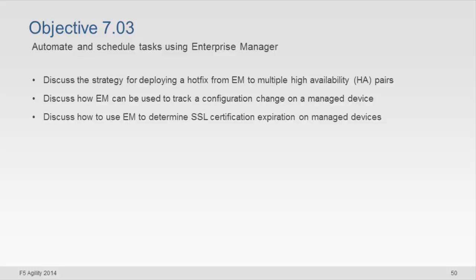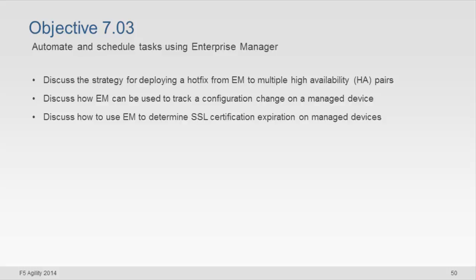Discuss how to use Enterprise Manager to determine the SSL certificate expiration on managed devices. Enterprise Manager can read the SSL certificate files to know when the expiration date is coming up on your SSL certificates. So you can actually use it to trigger you to say, 30 days ahead of whenever my certificates are about to expire, send me a notification or let's get those renewed. Basically, you can have Enterprise Manager alert you to the fact that they're coming up for expiration.